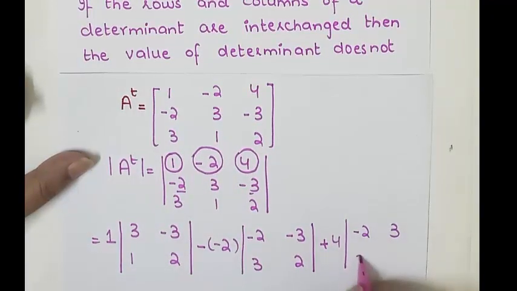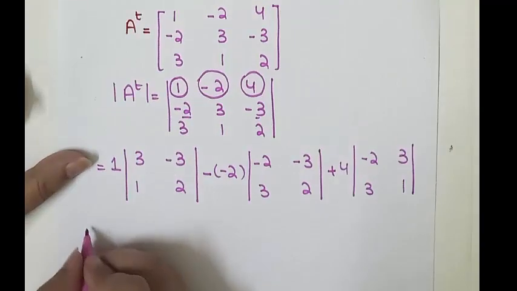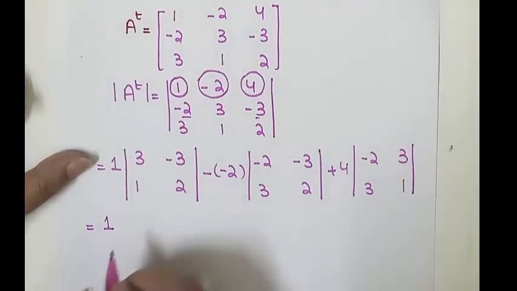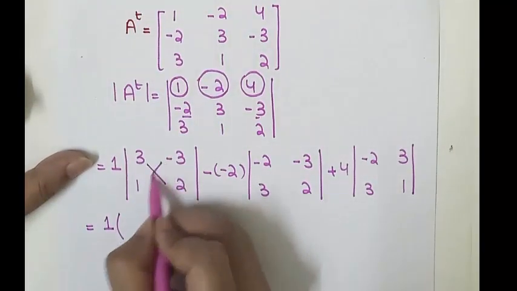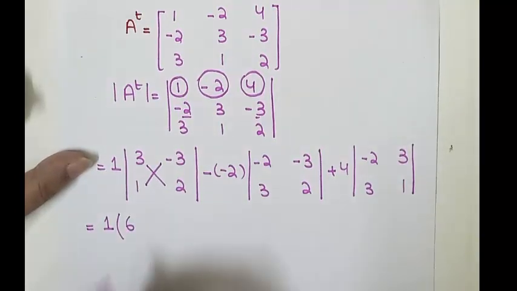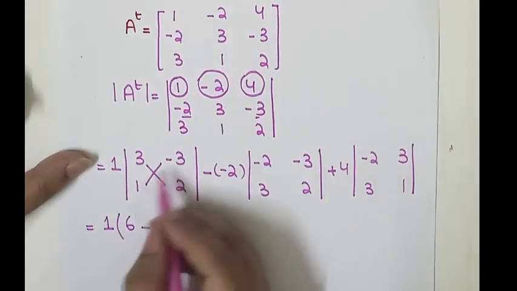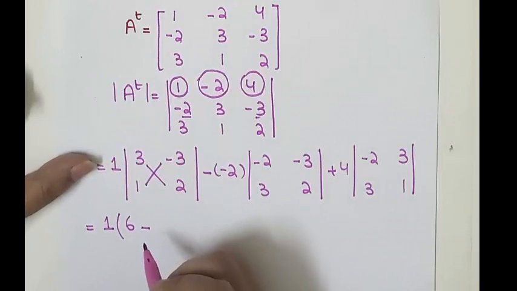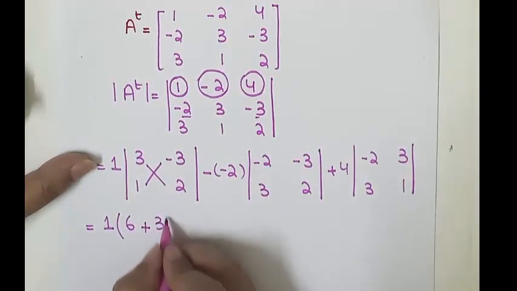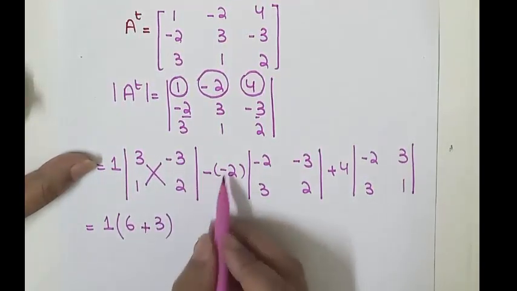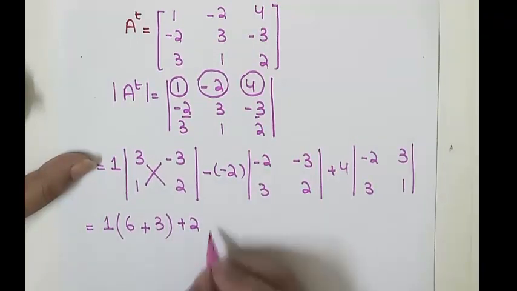Minus 2, 3, 3 and 1. This is equals to 1. Now cross multiply these two terms. 3 2s are 6. Minus 1 minus 3 times is minus 3. So minus minus is plus. We have this one. Minus minus is plus 2.